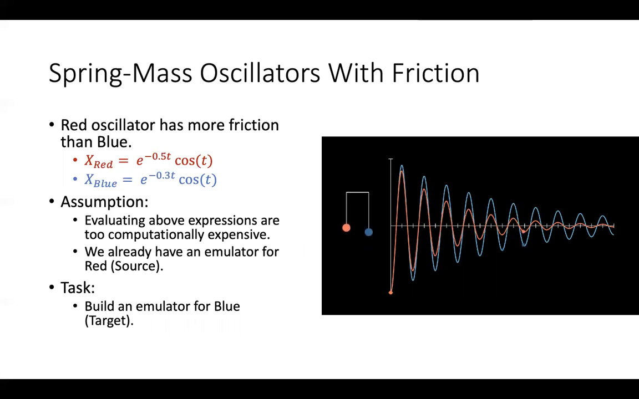Now we are going to assume that evaluating the above mathematical expressions, which give you the displacement of the oscillator as a function of time, is very computationally expensive. We are also going to assume that we have a very good emulator for the red spring mass system, and we are going to take this emulator as the source. Now the task is to build a new emulator for this new simulation that we call the blue. That is basically our target.